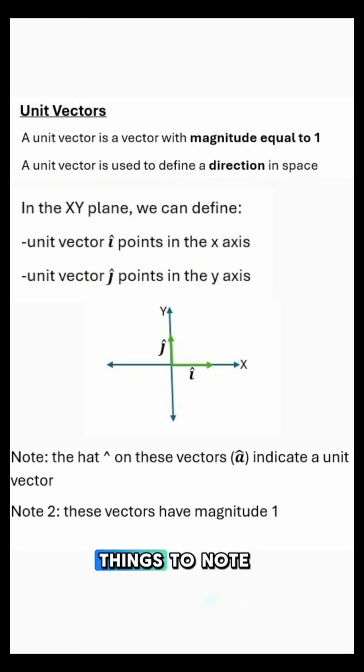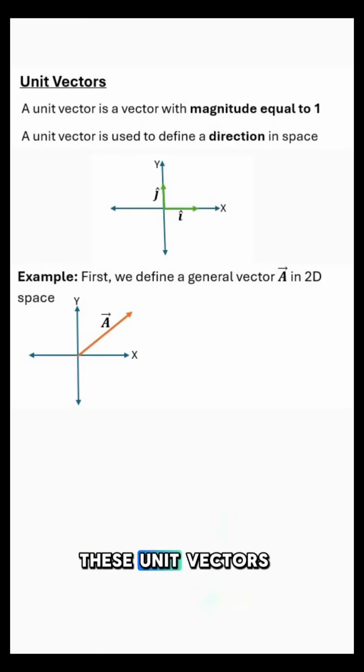Now, there's a couple important things to note. The first thing to note is that the notation of the hat indicates that it's a unit vector. And I just want you guys to remember that these vectors have magnitude 1. That's really important. We can show a use for these unit vectors graphically by using this random vector A.